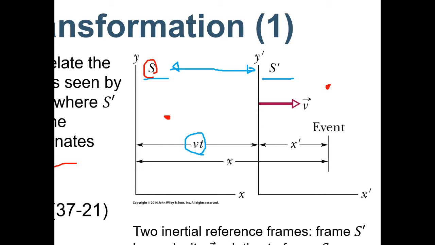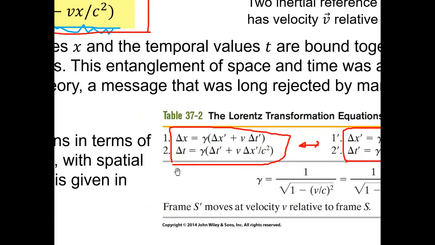And delta t is occurring at this reference frame, and it is actually moving. So when you peg delta x prime to be zero, this one is the proper time, and this one is the delta t when you consider the time dilation. So this is something tricky here.